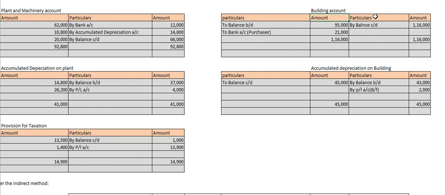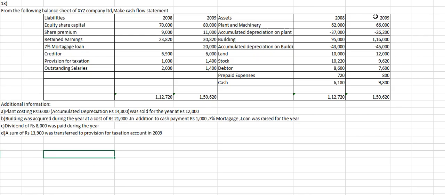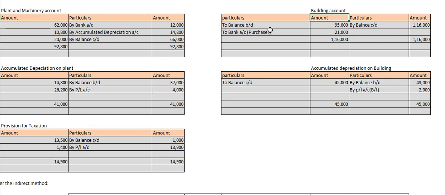Moving on to the next account, which is buildings account. So buildings account is also an asset account. Opening balance is 95,000, closing balance is 1,16,000. So to balance brought down 19,000, which is a debit balance. By balance carried down 1,16,000.